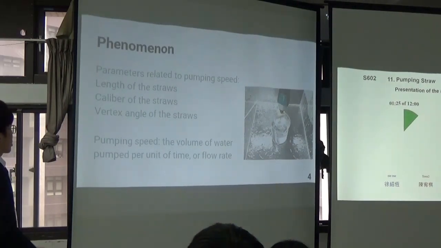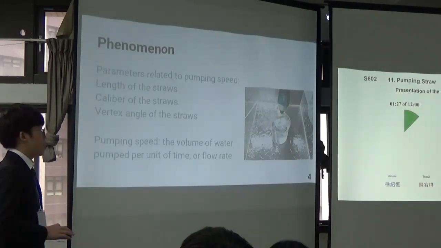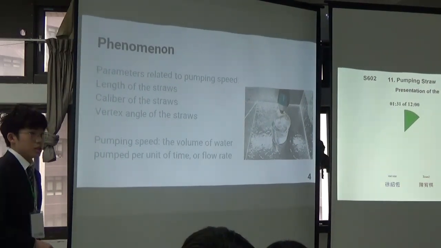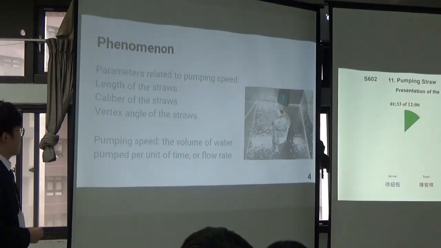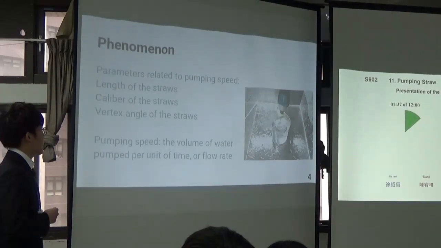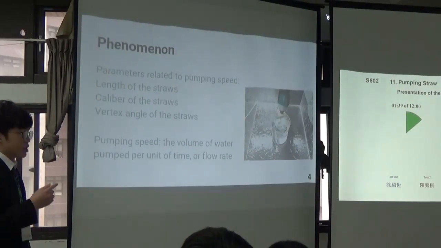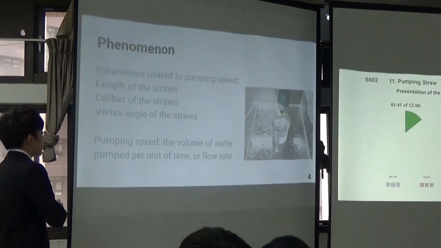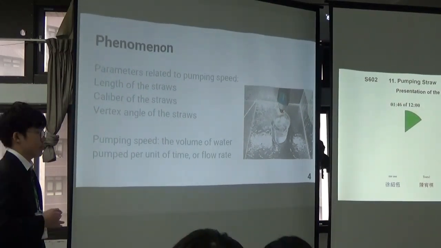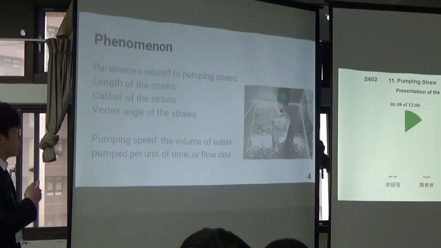So we're going to explore three parameters in our experiments. The first one is the length of the straws. The second is the caliber of the straws, or you can also call it the thickness of the straws. And the third one is the vertex angle of the straws. And we would like to define right here that the pumping speed in our experiment refers to the volume of water pumped per unit of time, or you can also call it the flow rate.